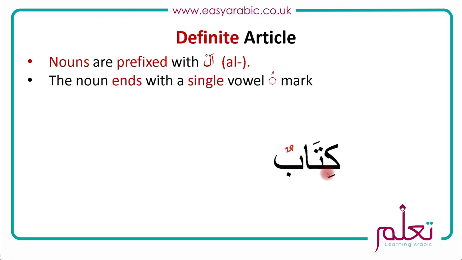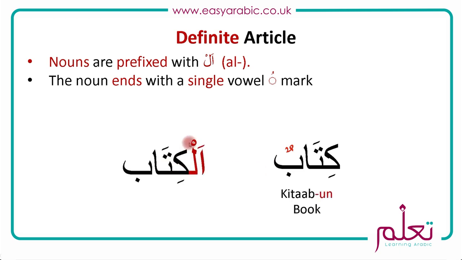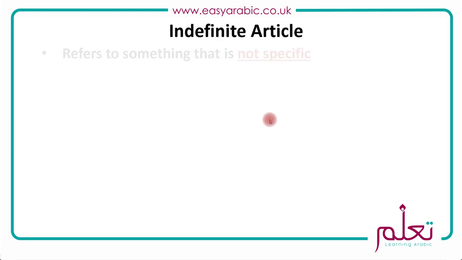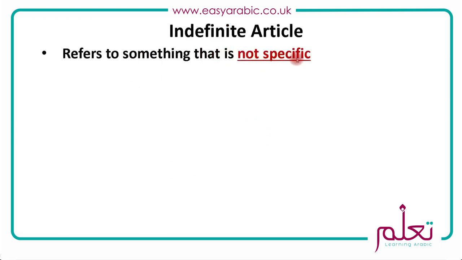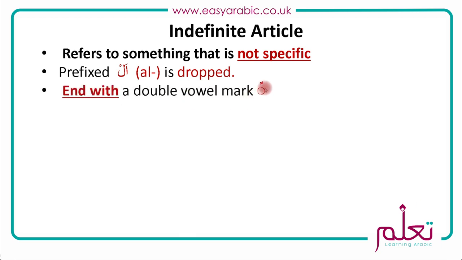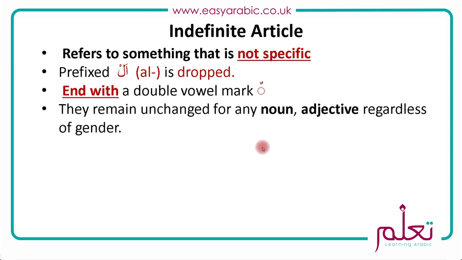Okay, so here we saw the indefinite, which was kitabun. When it's definite, it is prefixed with al, and the single vowel at the end, damma: al kitabu. Okay, so that's key. When we do the lesson on definite and indefinite articles, we'll go through this in more detail. So the indefinite article refers to something that is not specific. Okay, the al is dropped and the word ends with tanween, which is either a dhammatain, fatatain, or a kasratain. And they remain unchanged for any noun or adjective, regardless of the gender.